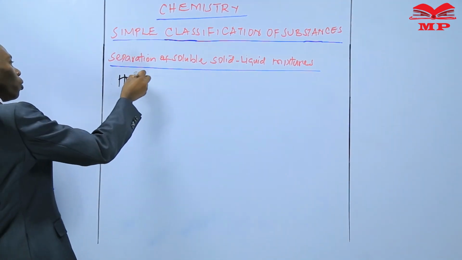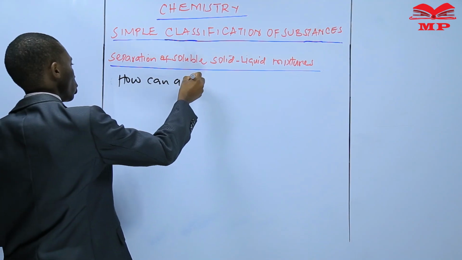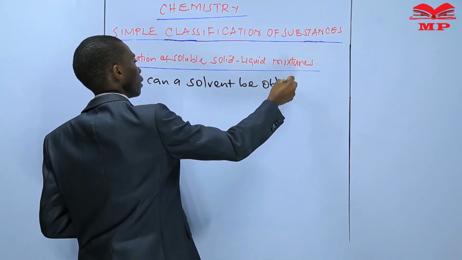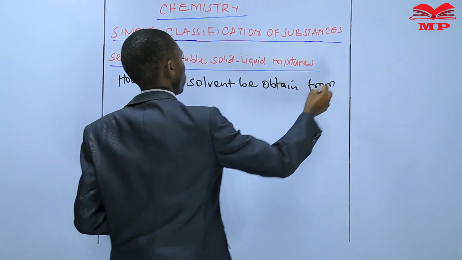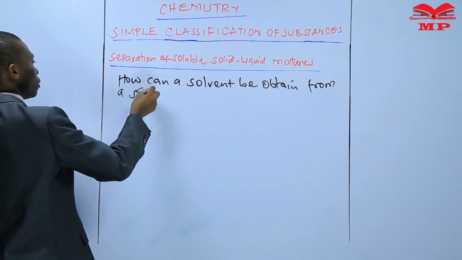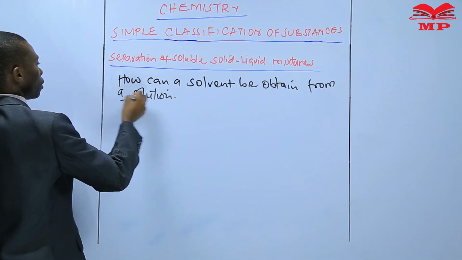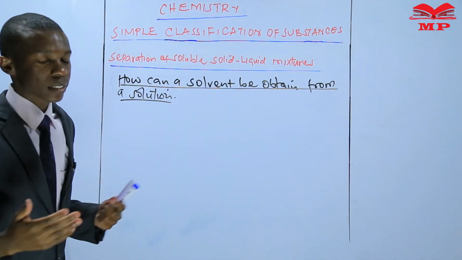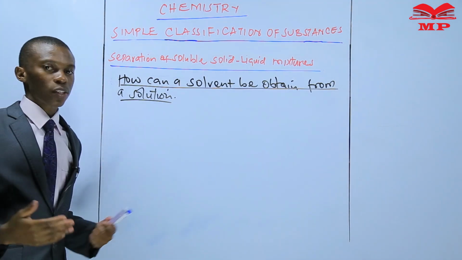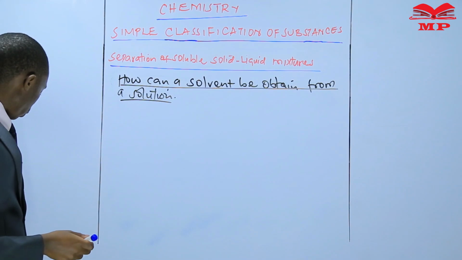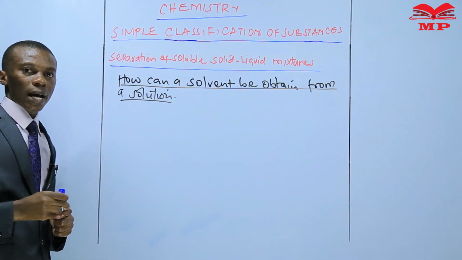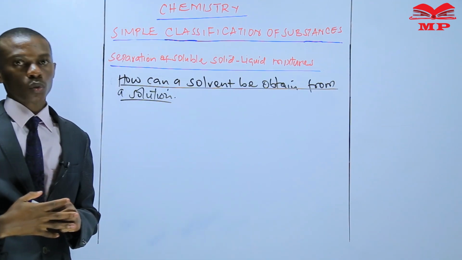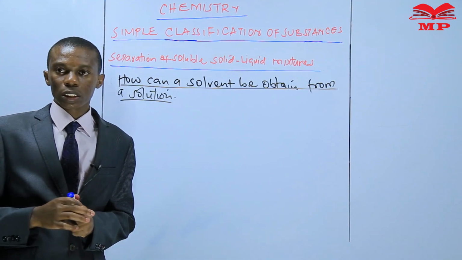How can a solvent be obtained from a solution? It is a simple experiment just to illustrate how you can obtain a solvent from a solution. I want to write a simple procedure which we are going to use, and I will explain it to you so that you understand what we are doing.